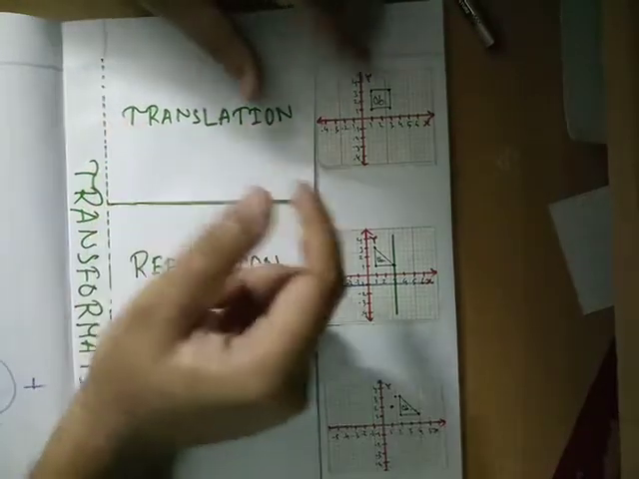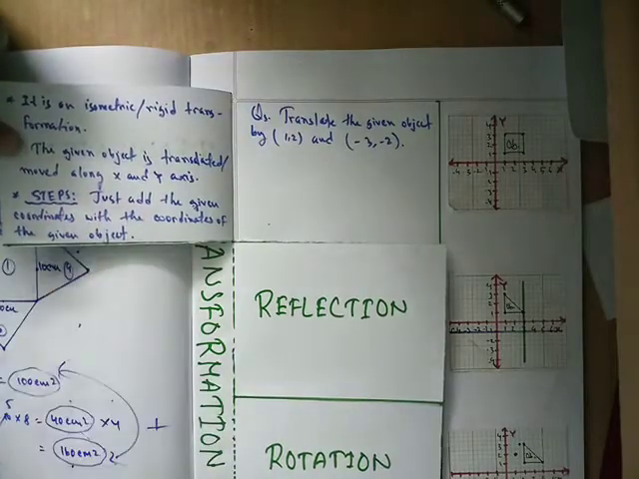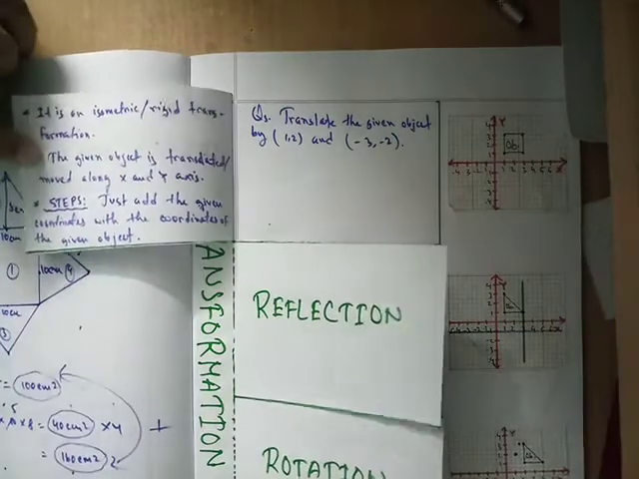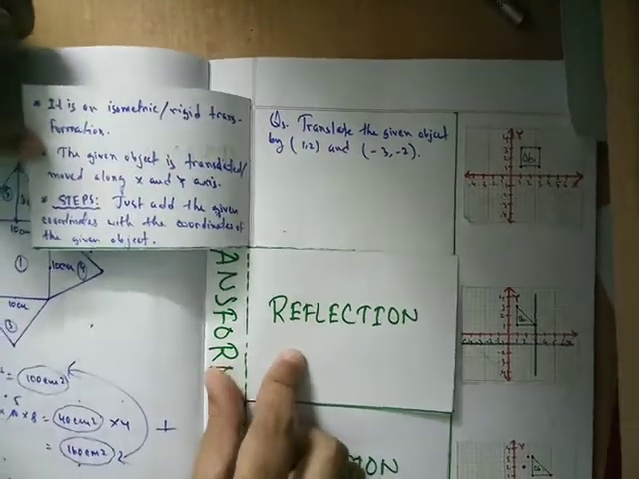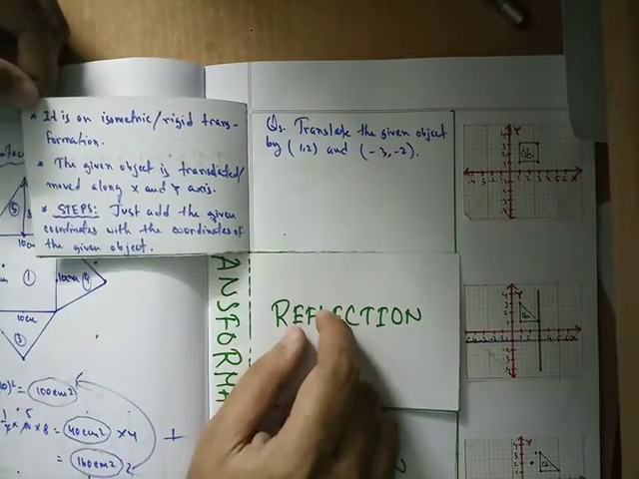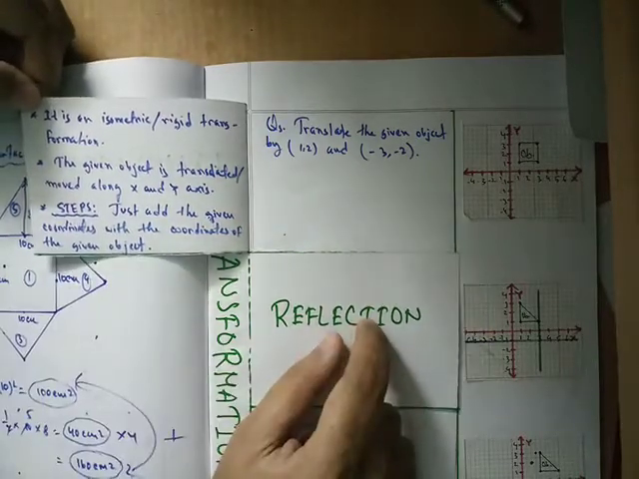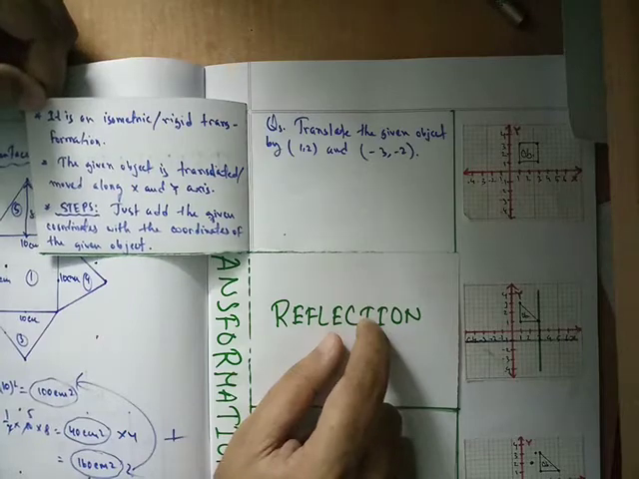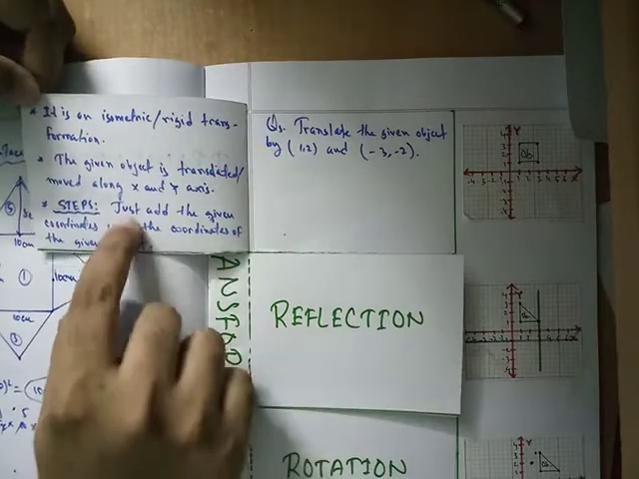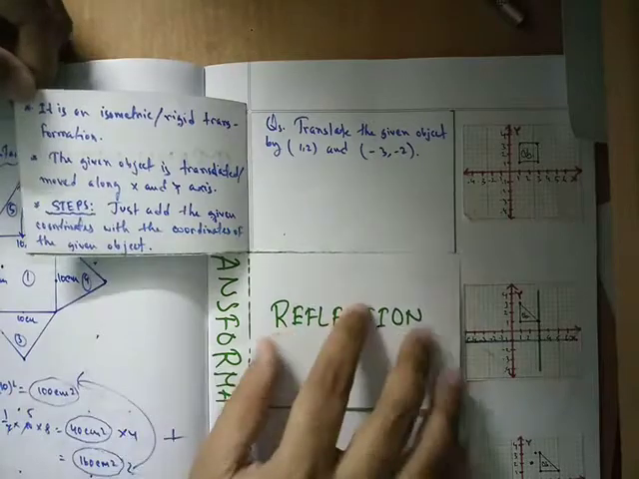So in translation, at the back of this page we will have some information given here, the definition and the steps to translate a given shape. So I'm reading out what I have written in here, so please listen to it very carefully. Number one, it is an isometric or rigid transformation. Number two, the given object is translated or moved along the x and y axis. Step number three, which are actually the steps, just add the given coordinates with the coordinates of the given object.